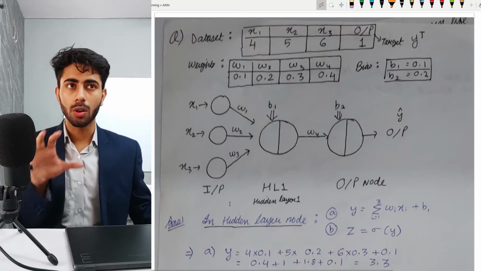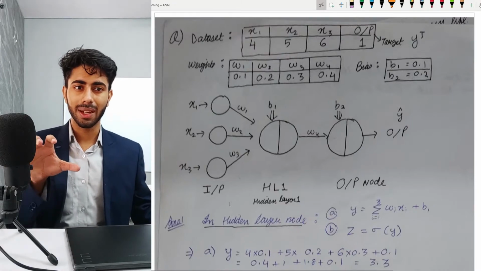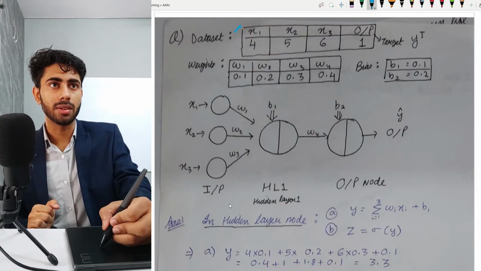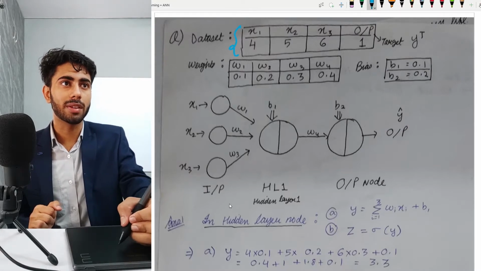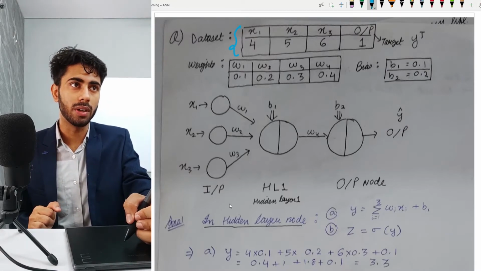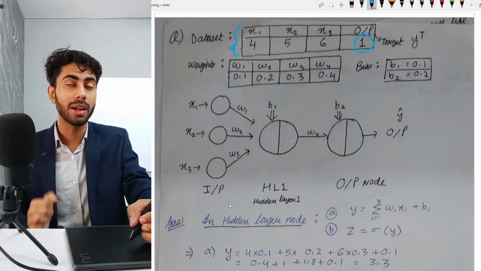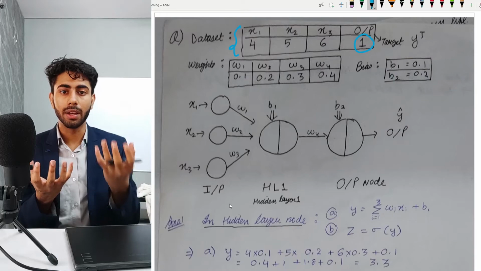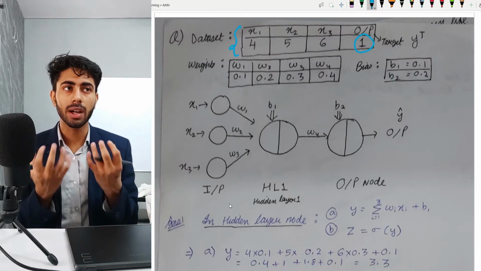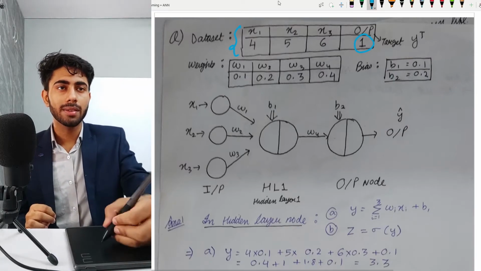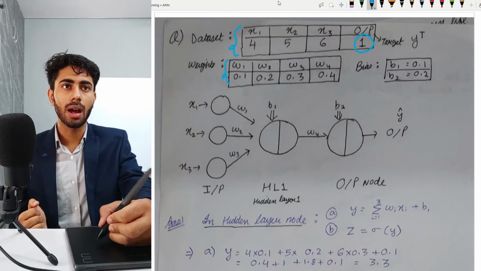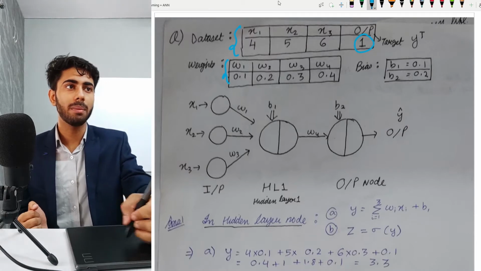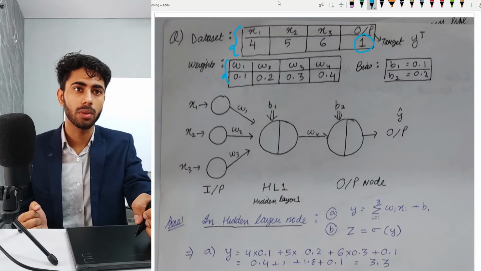Now let us try to solve a question so that you will get a feel of forward propagation. Suppose I am feeding this data set where x1 is 4, x2 is 5, x3 is 6, and my output is 1. Here my output is my target variable. It is the output that should actually come from my given data set. It is the true value, my target value. And let us assume that my initial weights are 0.1, 0.2, 0.3 and 0.4, and my biases are 0.1 and 0.2.